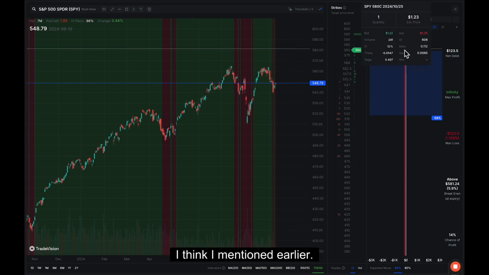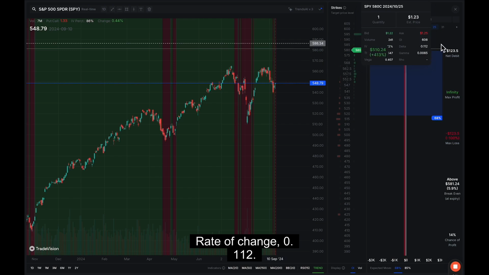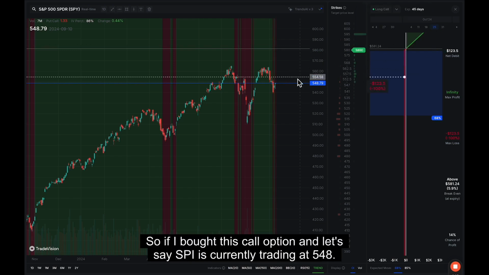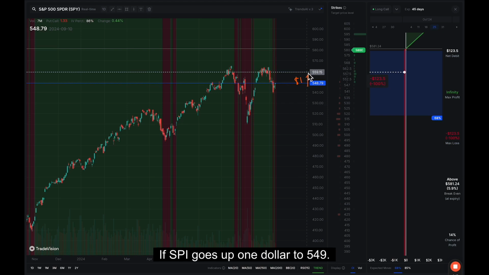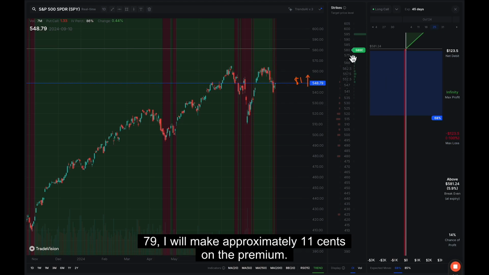I think I mentioned earlier, rate of change 0.112. So if I bought this call option and let's say SPY is currently trading at 548.79, let's say SPY goes to 549.79, it goes up $1. Okay, if SPY goes up $1 to 549.79, I will make approximately 11 cents on the premium.